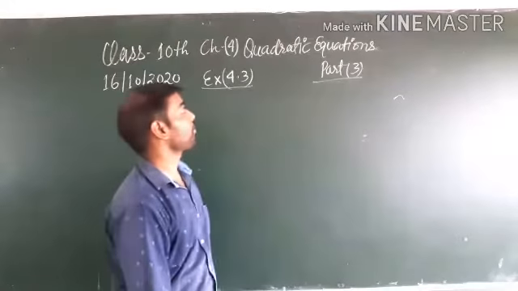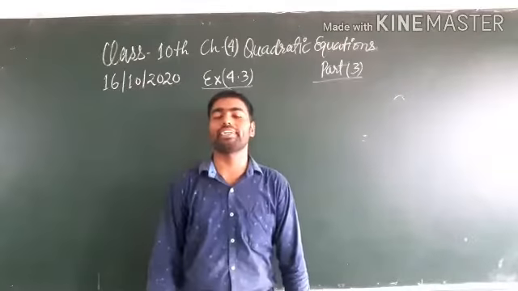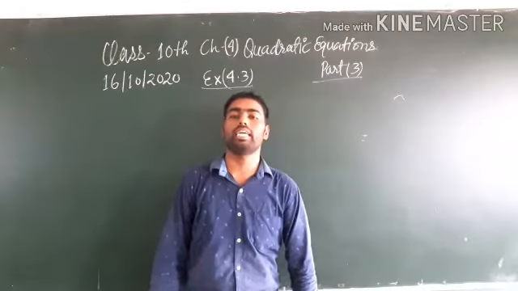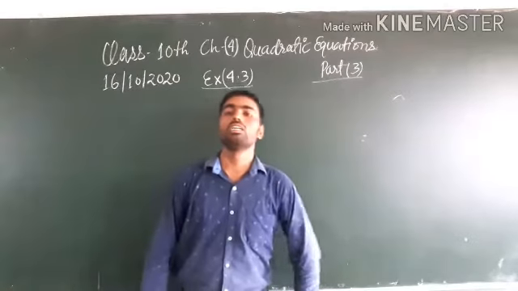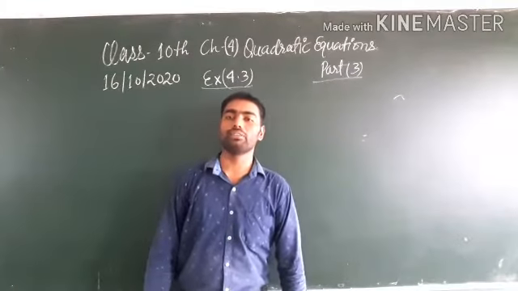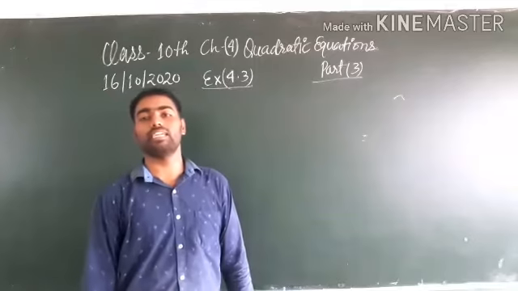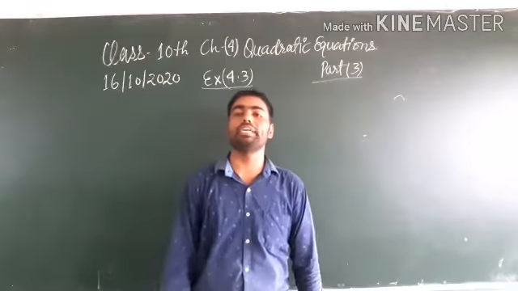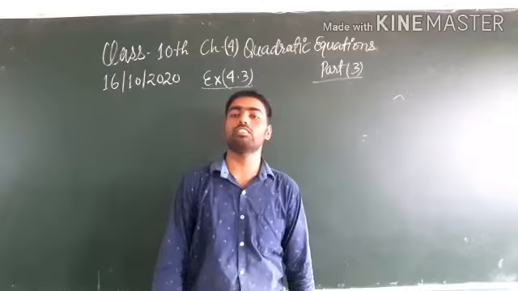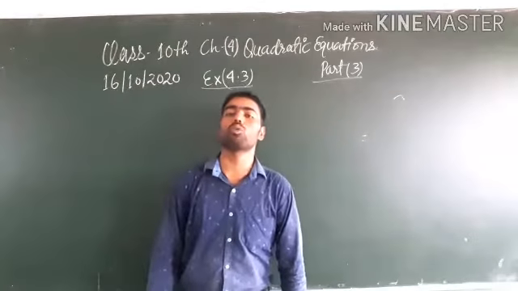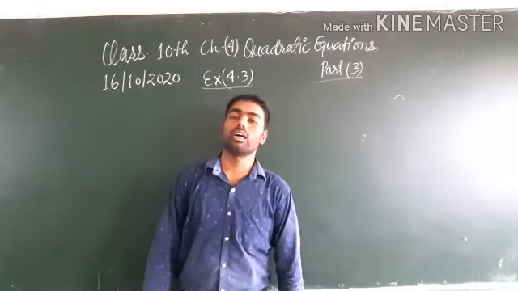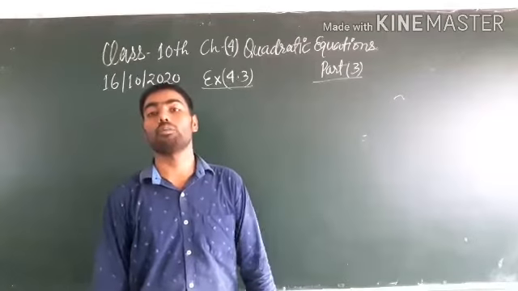This is part 3 of chapter 4, quadratic equations, of class 10. In the previous lecture, we discussed solutions of quadratic equations. There are three methods. The first method is splitting the middle term, which means the factorization method. Second, completing the square. And third, the quadratic formula.